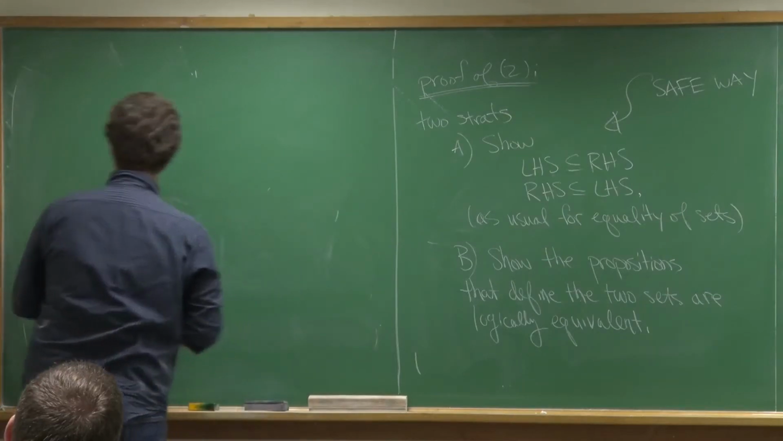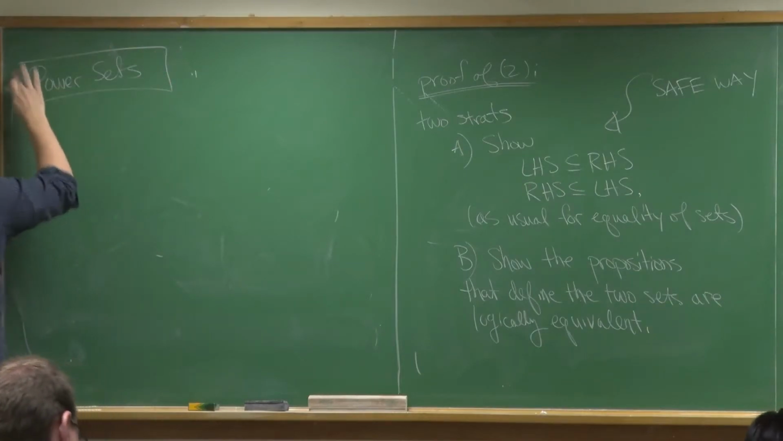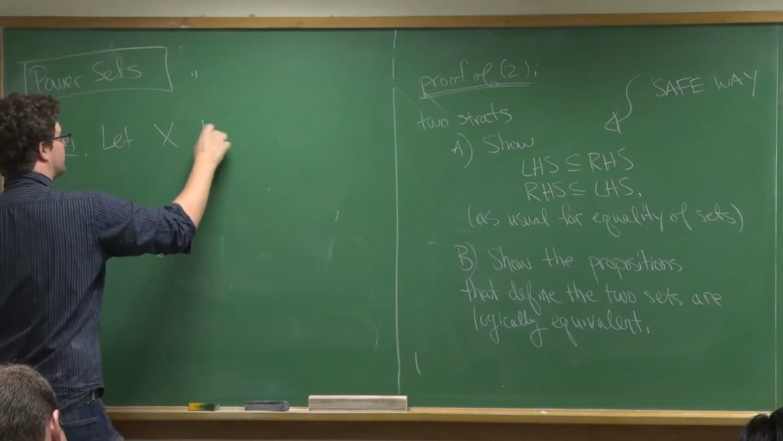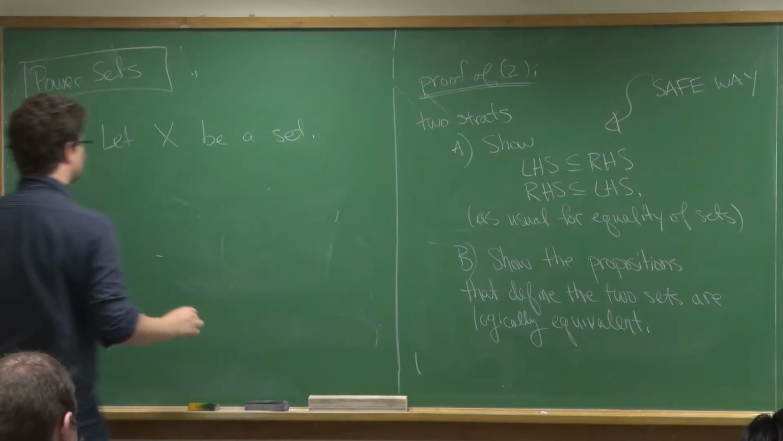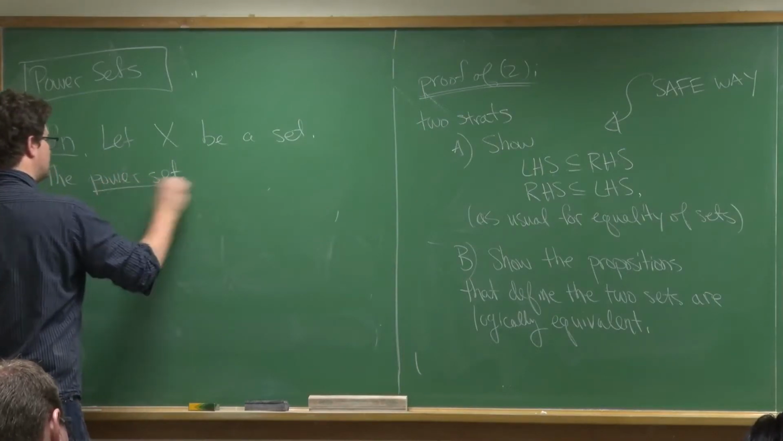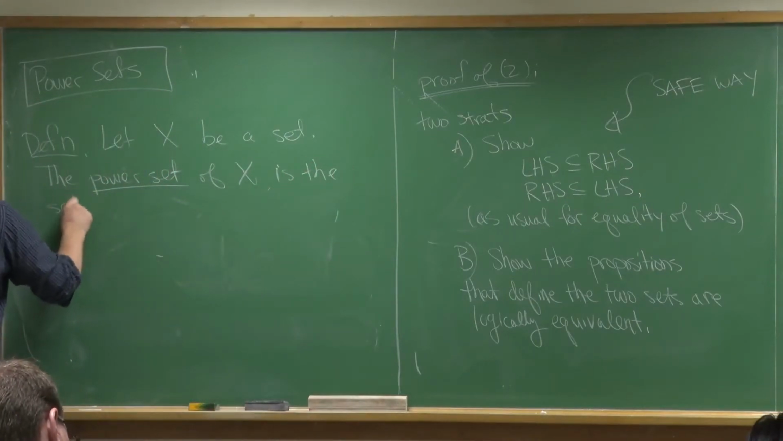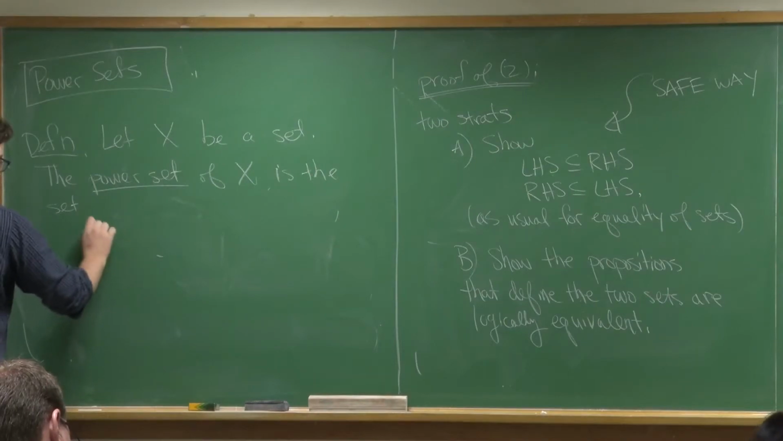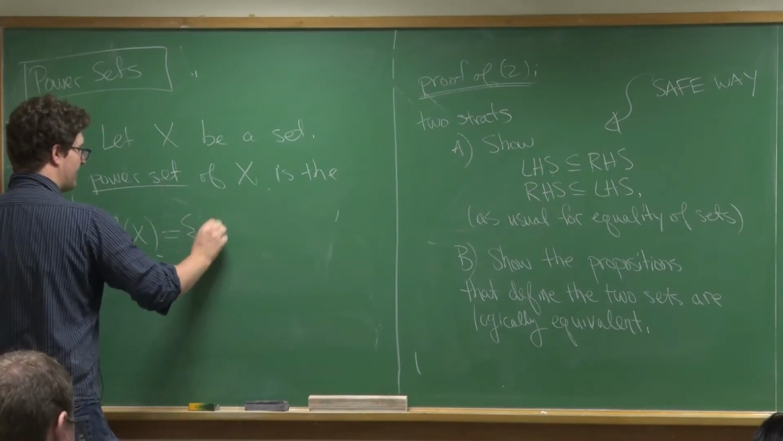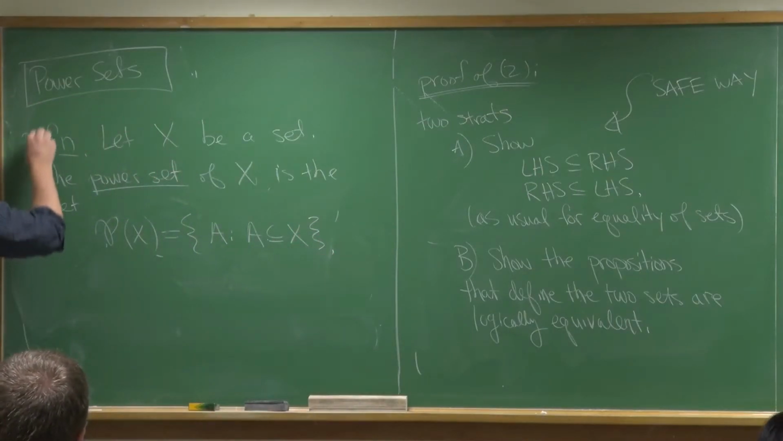Okay, so definition. Let X be a set. The power set of X is the set, and I'm trying to do a fancy P, there's a fancy P of X. This is the set of A such that A is a subset of X. So it's the set of subsets.